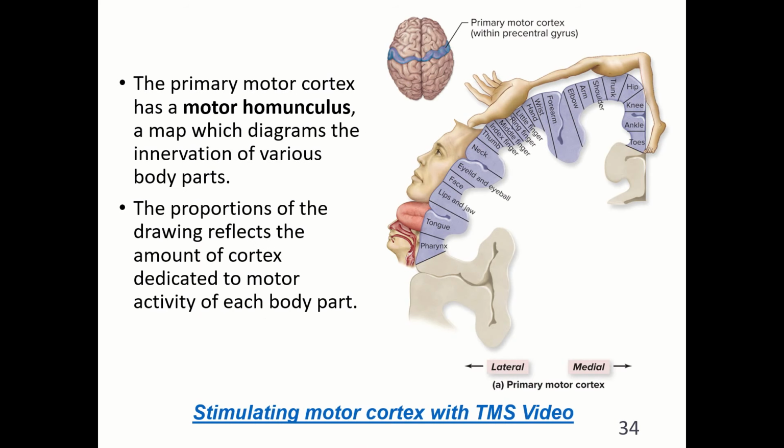The primary motor cortex has a motor homunculus, which is a map which diagrams the innervation of various body parts. Here we can see a lot of the motor cortex is involved with the face and the hands. This reflects the importance of facial expression and the dexterity, or the ability to perform very fine movements with our hands. This video simulates the motor cortex with transmagnetic stimulation. It has sound, so I won't play it, but the link is active.